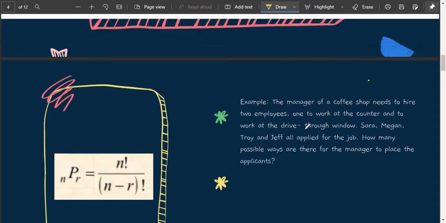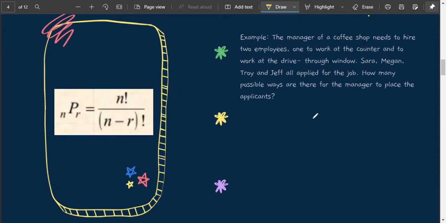So now, let's proceed. Last time, na-discuss na rin natin itong formula ng permutation. So, the permutation of n objects taken r at a time is equal to n factorial over n minus r factorial. Diba? Ganyan siya basahin. Ngayon, let's have this example para ma-recall lang natin paano ginagamit yung formula. The manager of a coffee shop needs to hire two employees, one to work at the counter and one to work at the drive-through window. Sarah, Megan, Troy, and Jeff all applied for the job. How many possible ways are there for the management to place the applicants?